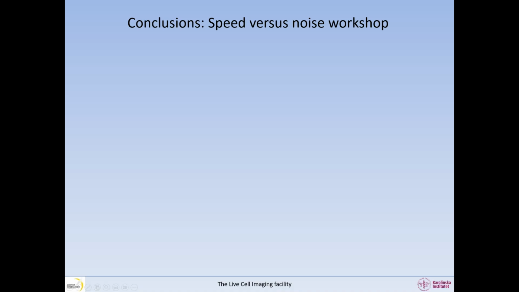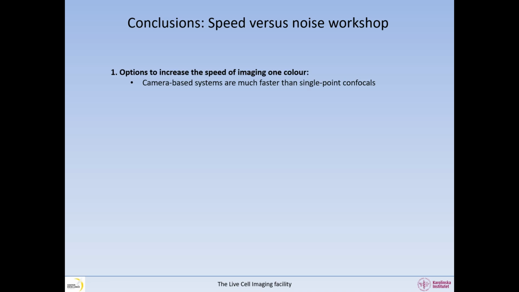So here are the conclusions for this speed versus noise workshop. The options that we have to increase the speed of imaging, if we image only one color: first, camera-based systems are much faster than single-point confocals, so they are a good option to go faster. If we want to increase the speed of imaging on any type of system, we can always reduce the number of pixels. We can also use a lower bit depth.